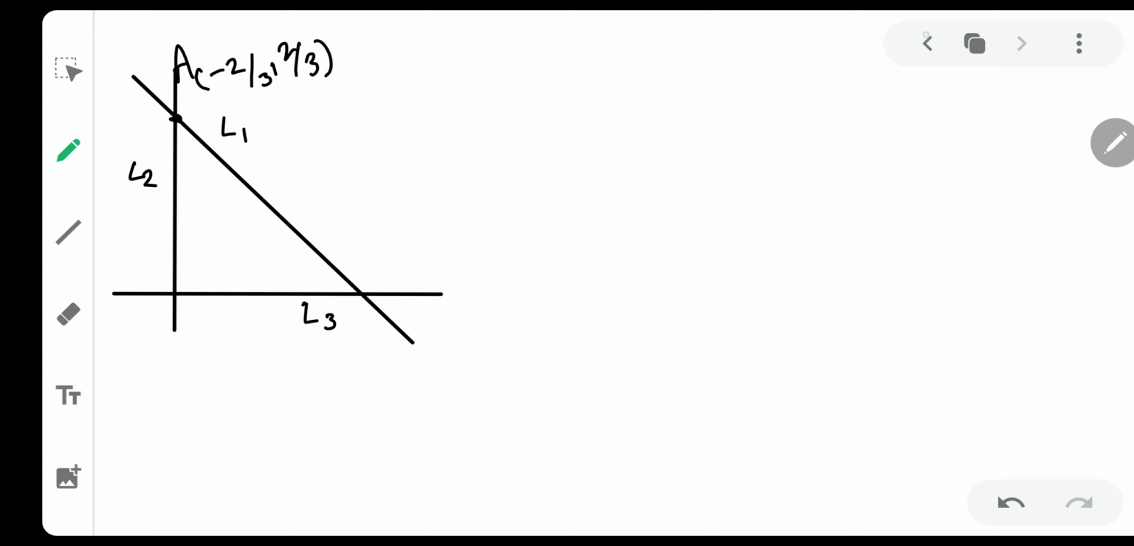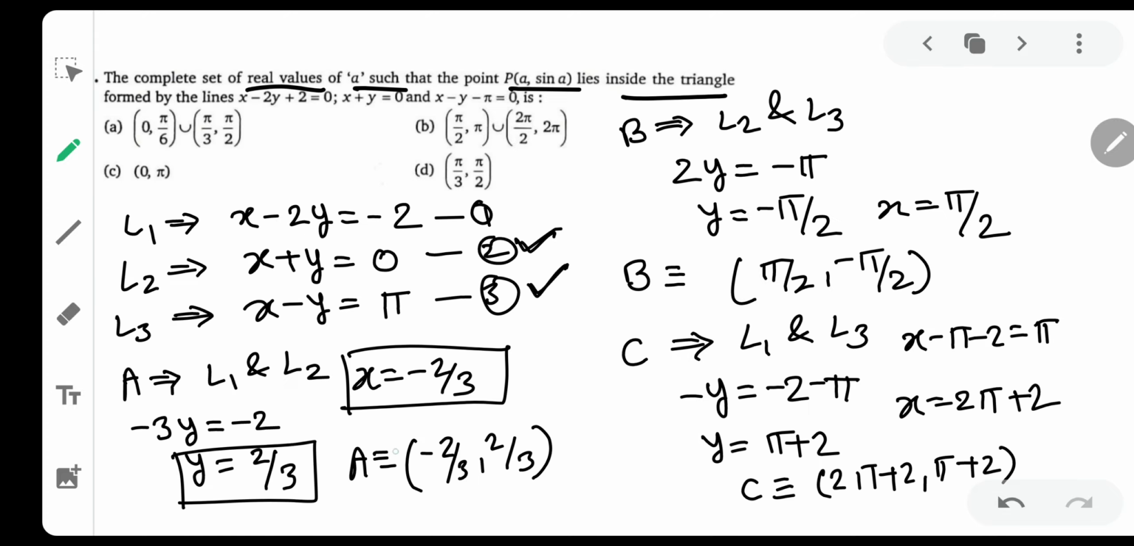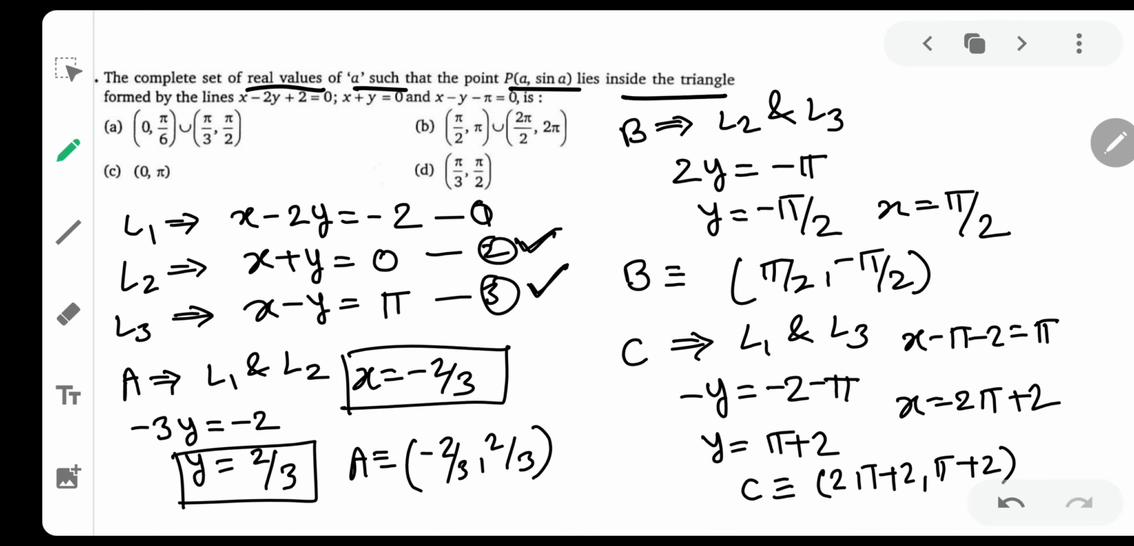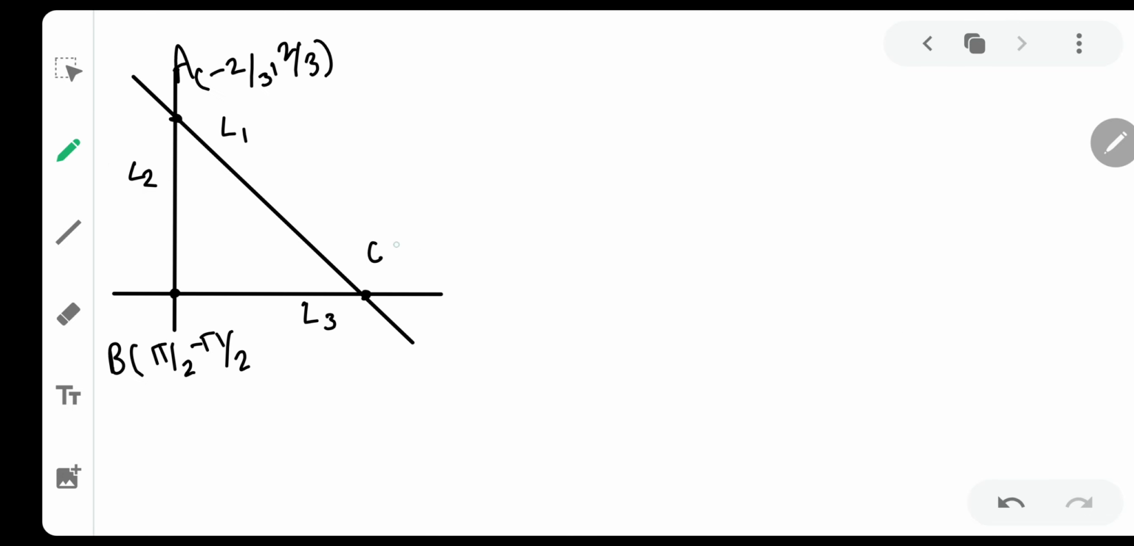Of naming the points. Then L2 and L3. L2 and L3 are B. So pi by 2 comma minus pi by 2. So this is pi by 2 comma minus pi by 2, right? And L3 and L1 is C, which is the most tricky point according to me. 2 pi plus 2 and pi plus 2. So let me write down 2 pi plus 2 and pi plus 2.